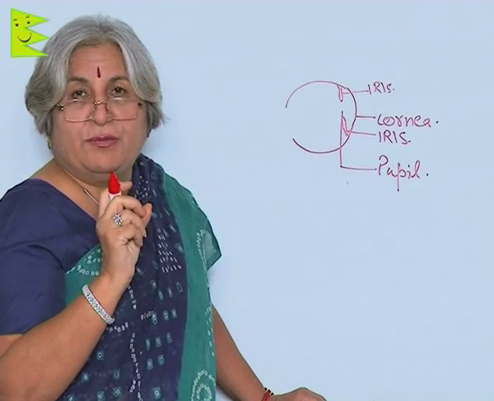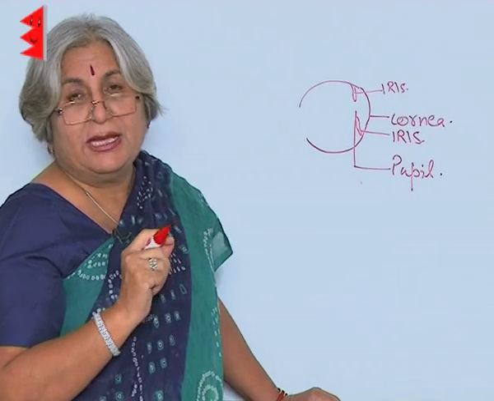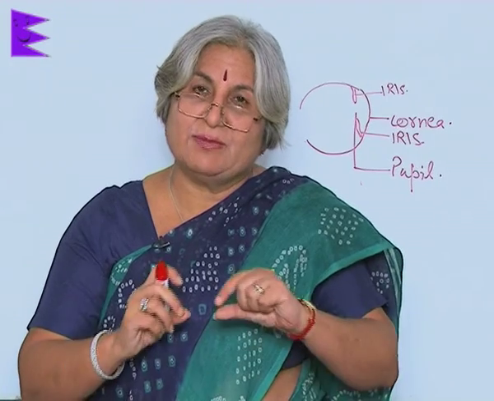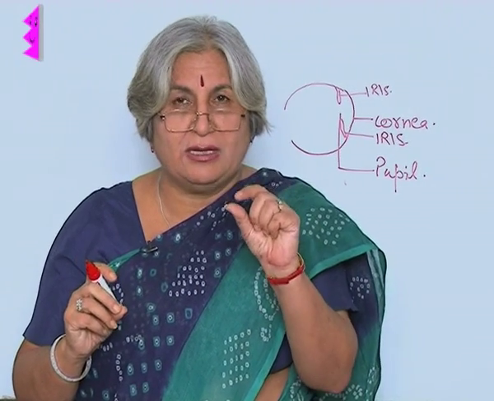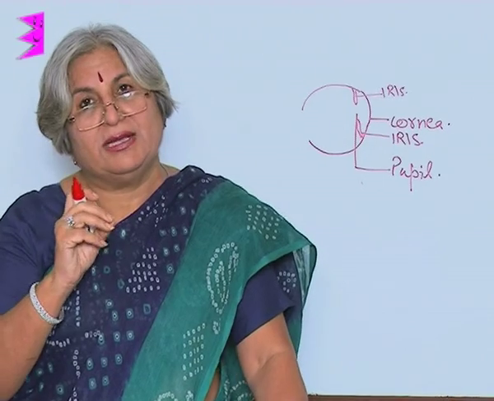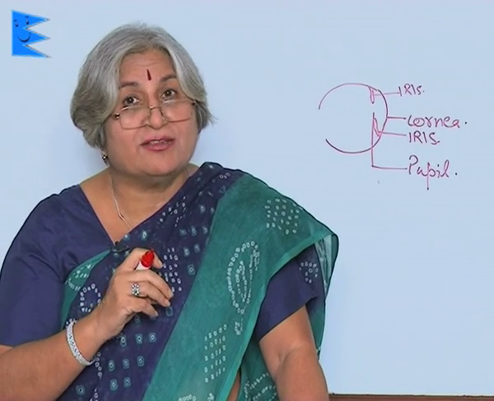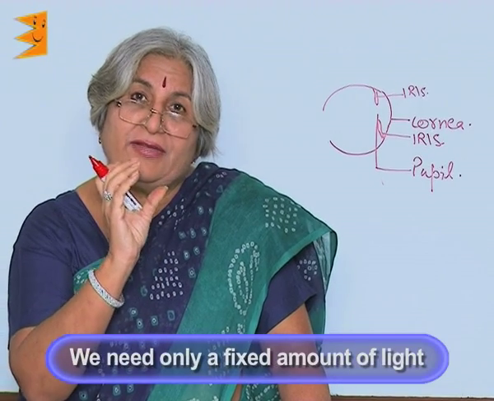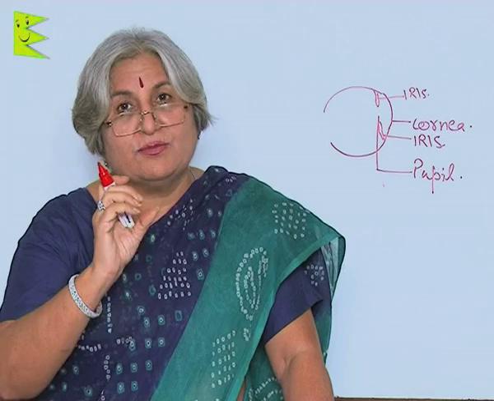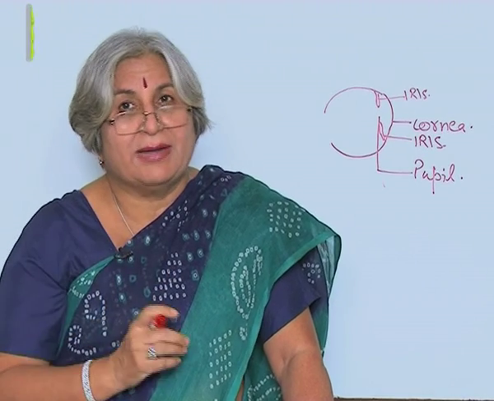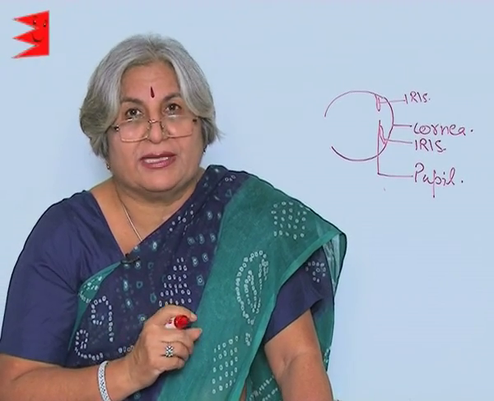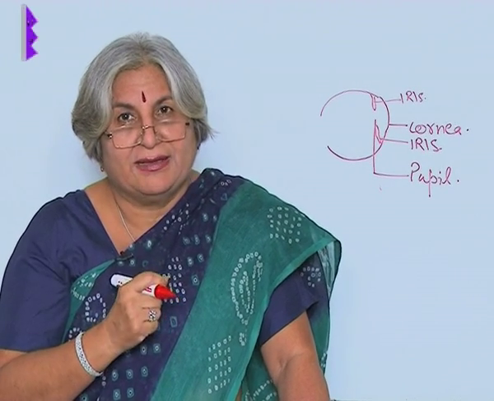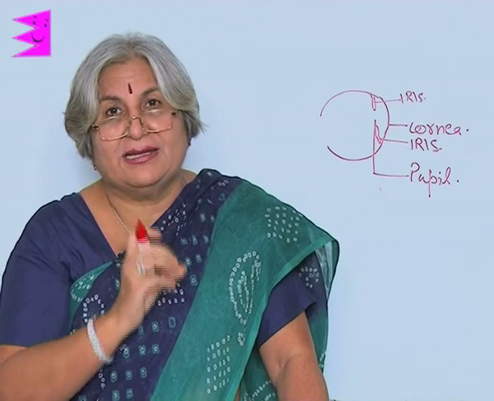The size of the pupil can increase or decrease. Actually, the role of iris muscles is to regulate the size of pupil. When these muscles are extended, the pupil is small. When they contract, then the pupil is large. Now, why the size of pupil has to be increased or decreased? Because we need only a certain fixed amount of light. If there is more light, like if you go in bright sunlight, immediately what you do? You screw your eyes. Or if somebody throws torch in your eyes, you tend to screw your eyes. Why? So that less light enters your eye.